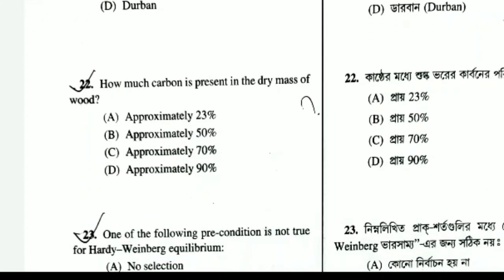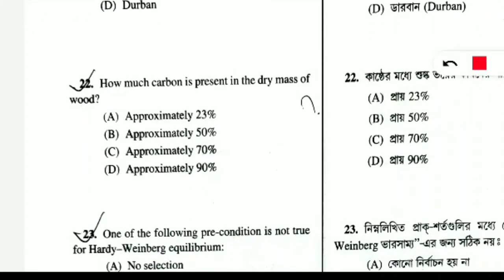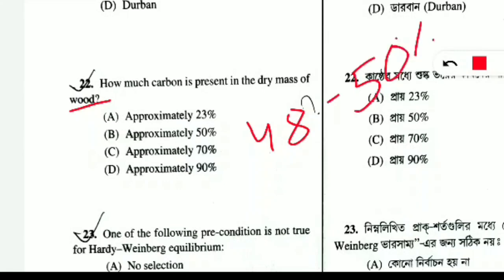Let's move on to question 22. How much carbon is present in the dry mass of wood? Here it is actually approximately 48 to 50%. That is, the dry mass of wood contains 48 to 50% carbon. So option B will be the correct option, approximately 50%.